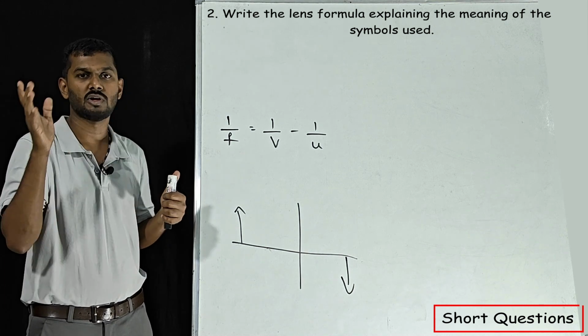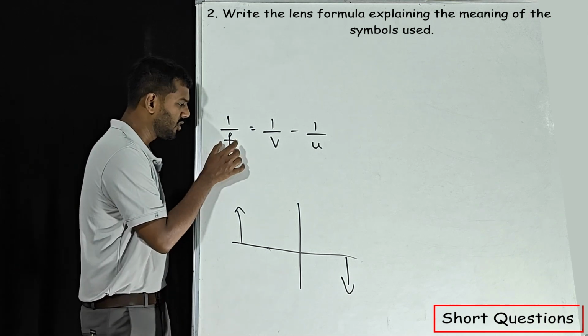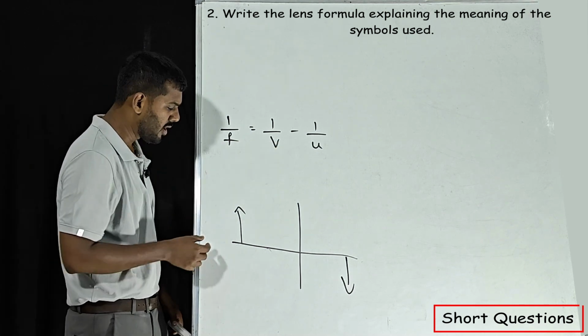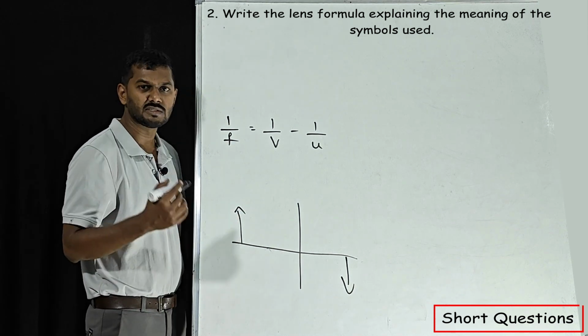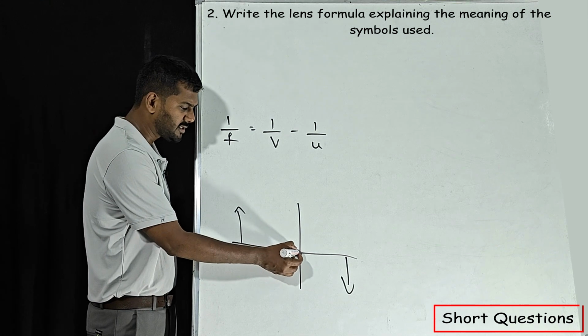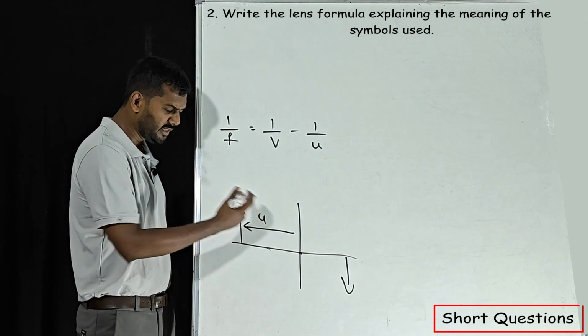Based on that, we are going to solve the numericals. So now listen, this is the formula they are asking us. F is the focal length, V is the image distance. Assume the object is kept here. All the distances are calculated from the optic center, correct? From the optic center till the object is called U in this direction.